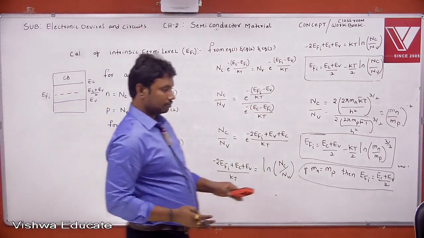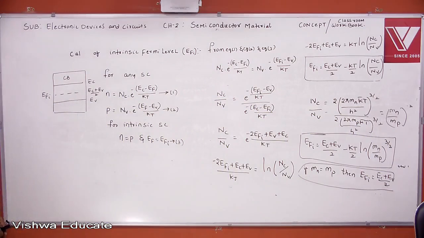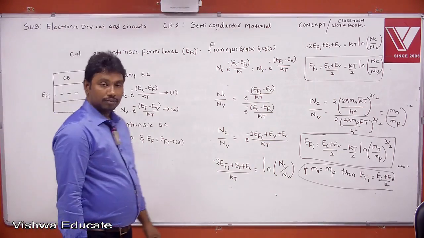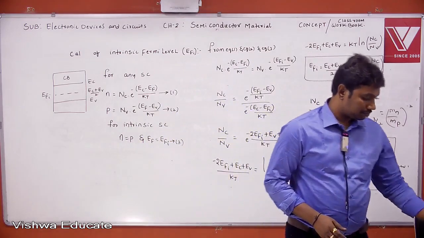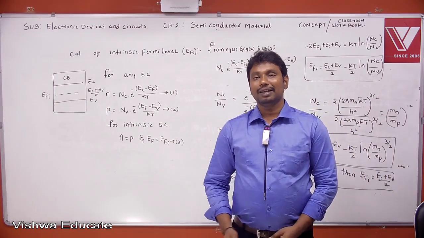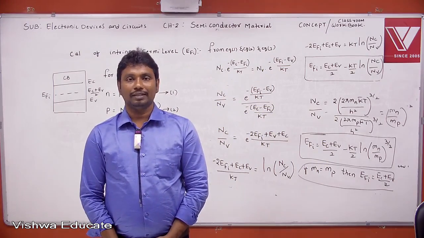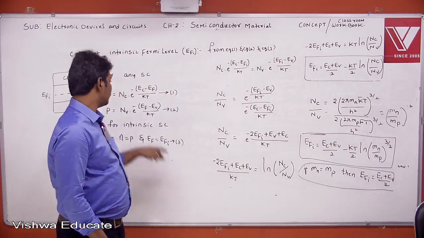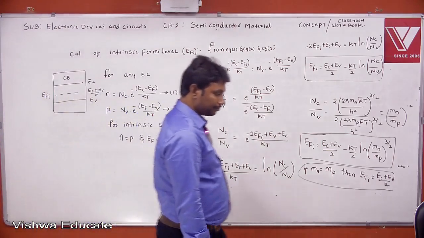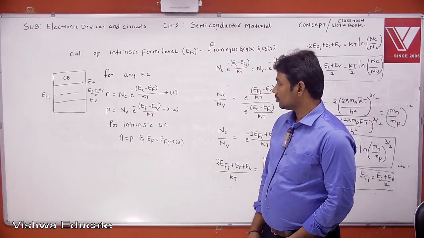Copy? Write down the last point: for an intrinsic semiconductor, the Fermi level lies exactly in the middle of the forbidden band. Copy this energy band diagram.